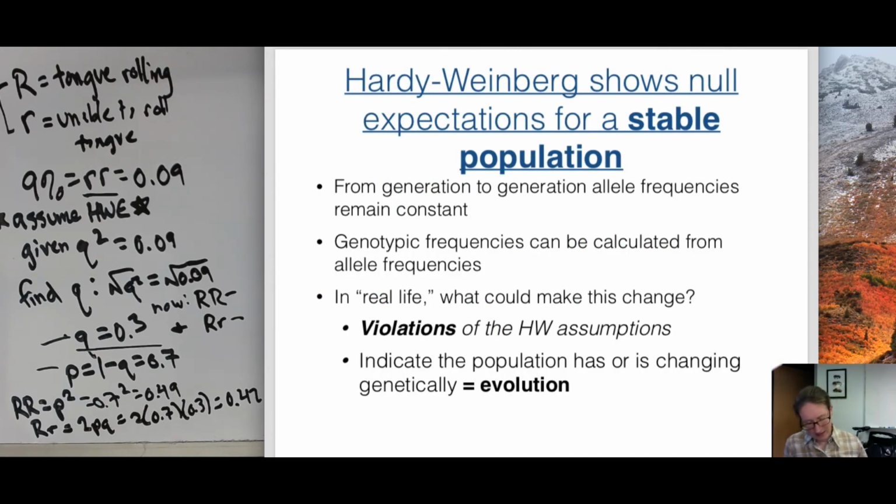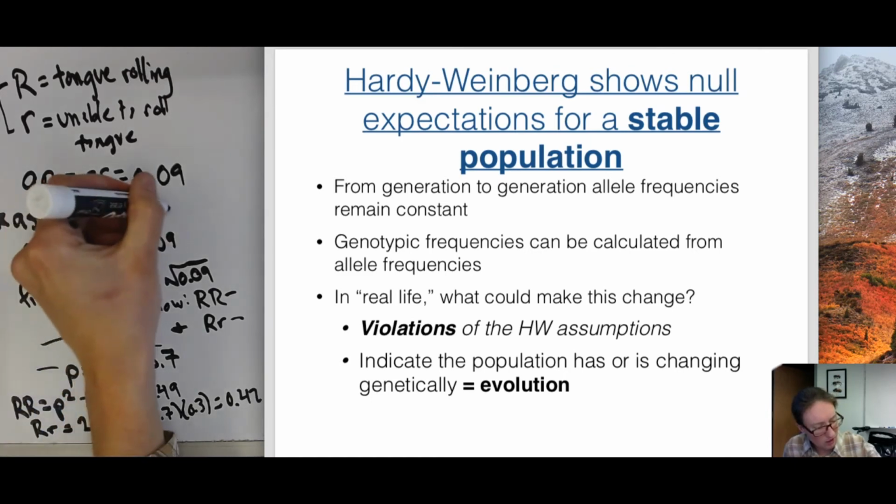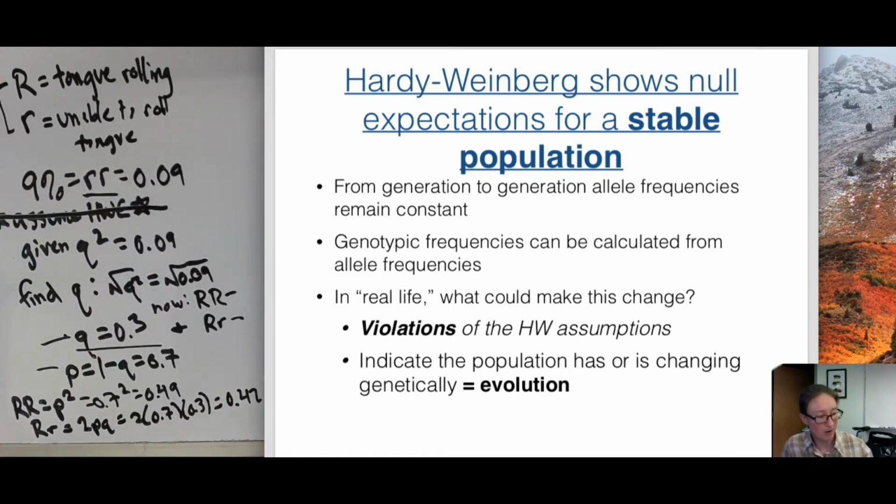Okay, so in some ways the Hardy-Weinberg equilibrium itself is a little bit boring because it shows what the null expectations are for a stable population. So this is a population where from generation to generation the allele frequencies are remaining constant. And so what that means is that we can always calculate the genotypic frequencies from the allele frequencies. That's what we just did right here, right? But in real life, the question we're actually interested in is what could make this change? What would make this change is a violation of one of those assumptions of the Hardy-Weinberg equilibrium, right?